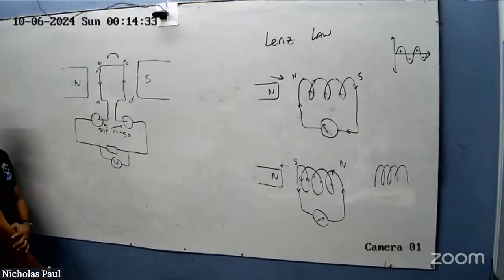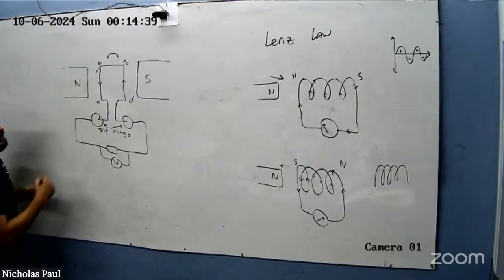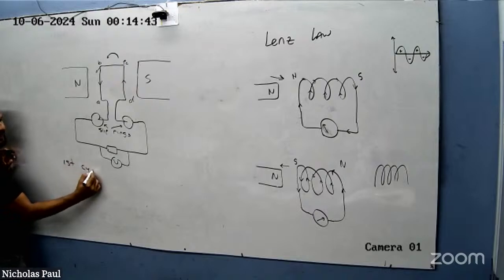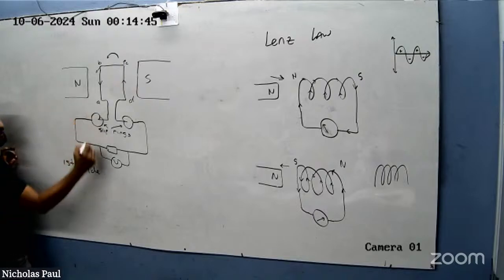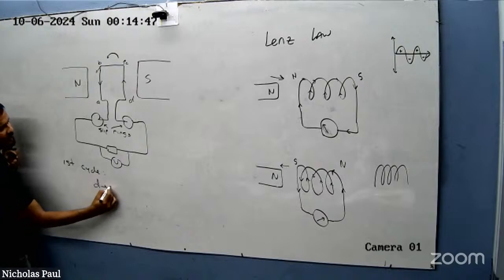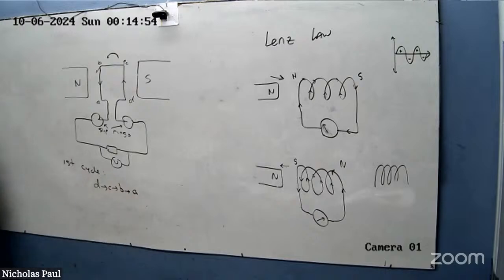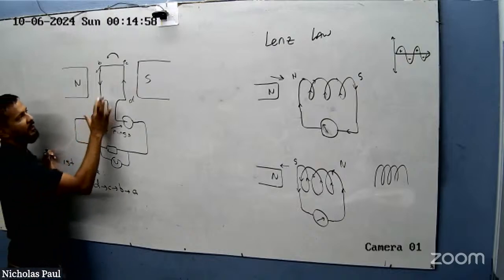Right? And we have one slight problem though. Here's the problem, right? On the first cycle, current moving from D to C to B to E. Are you okay with that? Yeah? What's going to happen here?